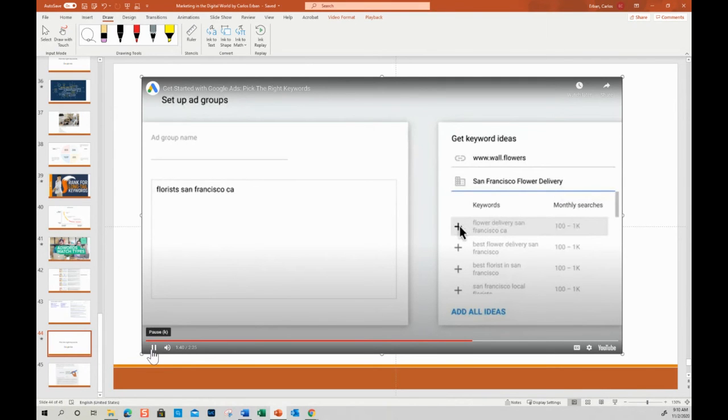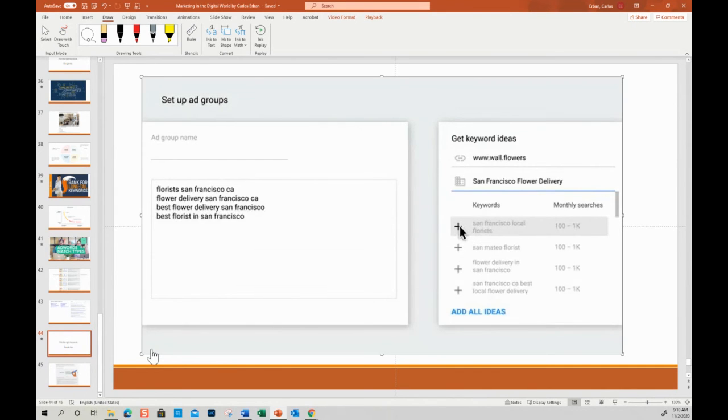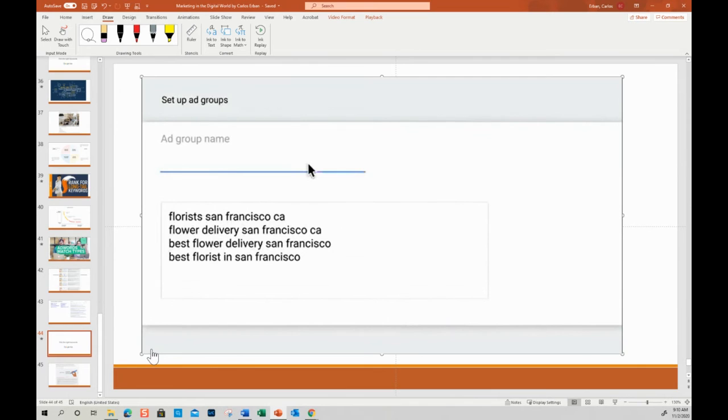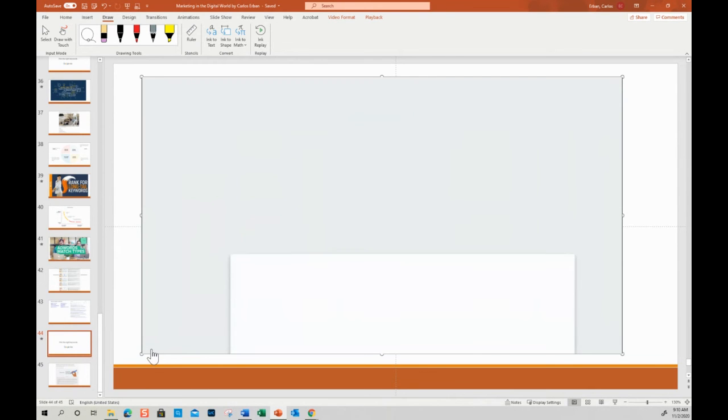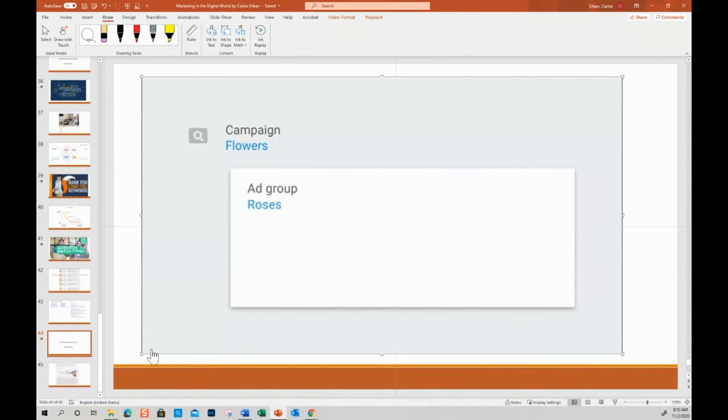Click the plus sign to the left of the keyword ideas. Remember to keep related keywords together in your own ad group. Finally, all you have to do is name your ad group and click Save These Suggestions to Account. That's it, you're done. You've added keywords that people can use to search for the things you offer, namely, really nice flowers. And you've learned how campaigns, ad groups, and keywords all work together, which is an important concept.